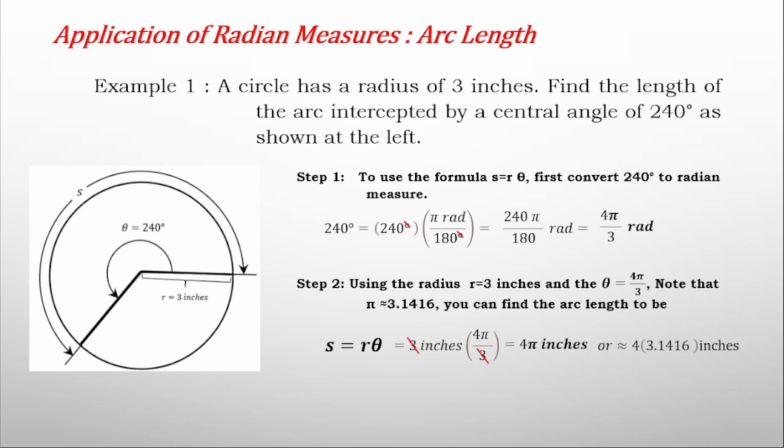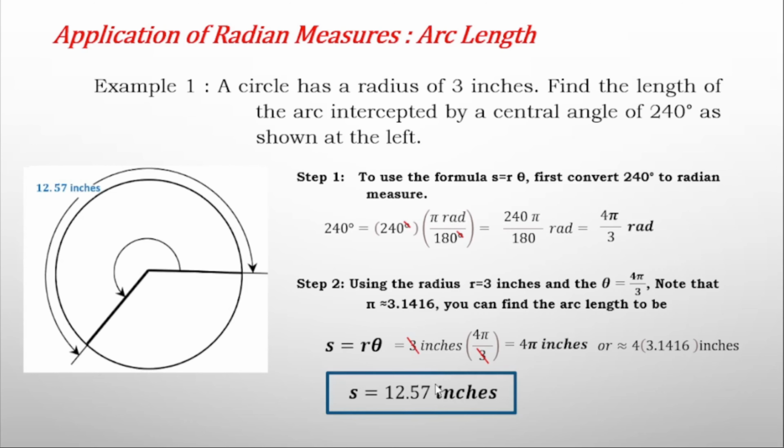If we are going to simplify further the 4 pi inches, then we are going to substitute the value of pi, which is 3.1416. So we have 4 times 3.1416 inches is equal to 12.57 inches. Then we can say that the arc length is equal to 12.57 inches.